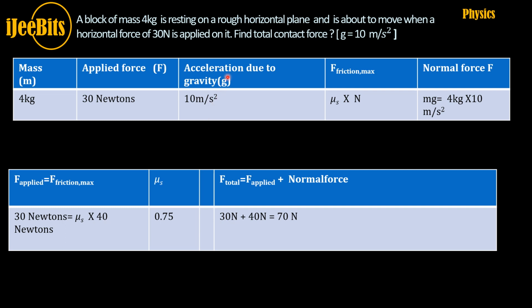The friction force acting on the block before it starts to move, the maximum static friction force, is given by mu s into N. Mu s is the coefficient of static friction between the block and surface. N is the normal force acting on the block. Since the block is at rest, the normal force is equal in magnitude but opposite in direction to the weight of the block, which is mg, which gives 4 kg into 10 meters per second squared, is 40 newtons. The normal force we get is 40 newtons.